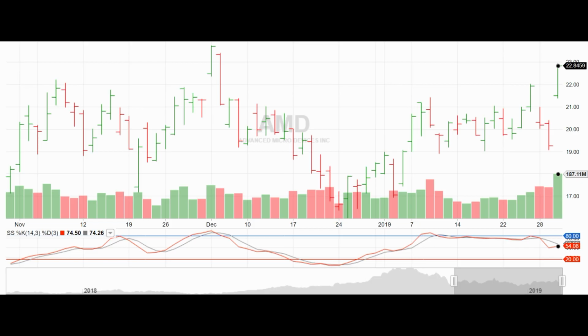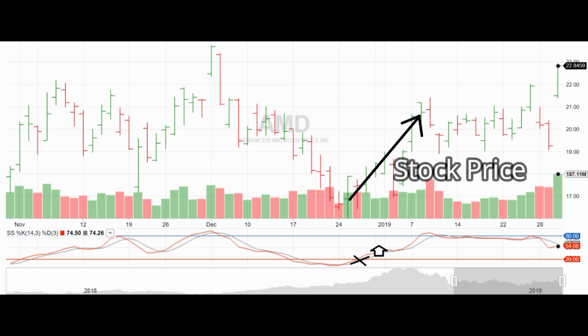So according to the stochastic oscillator, when should we buy a stock? Once the lines from the stochastic oscillator are in the oversold territory, that is below 20, wait until the lines cross just above 20 to buy the stock, as the price should go up.